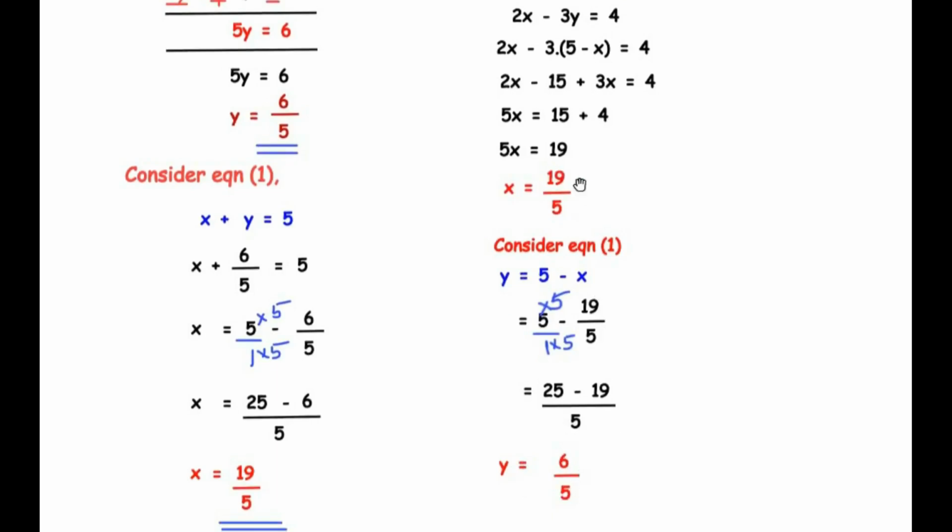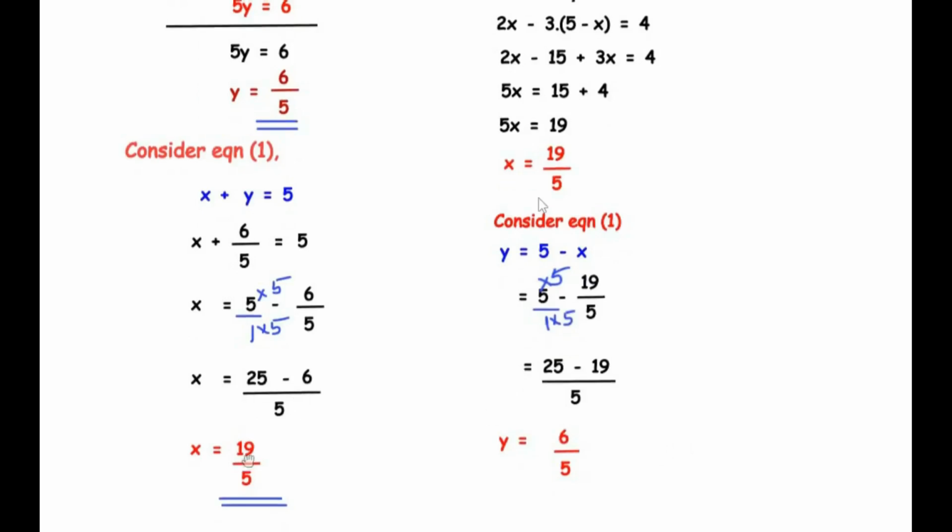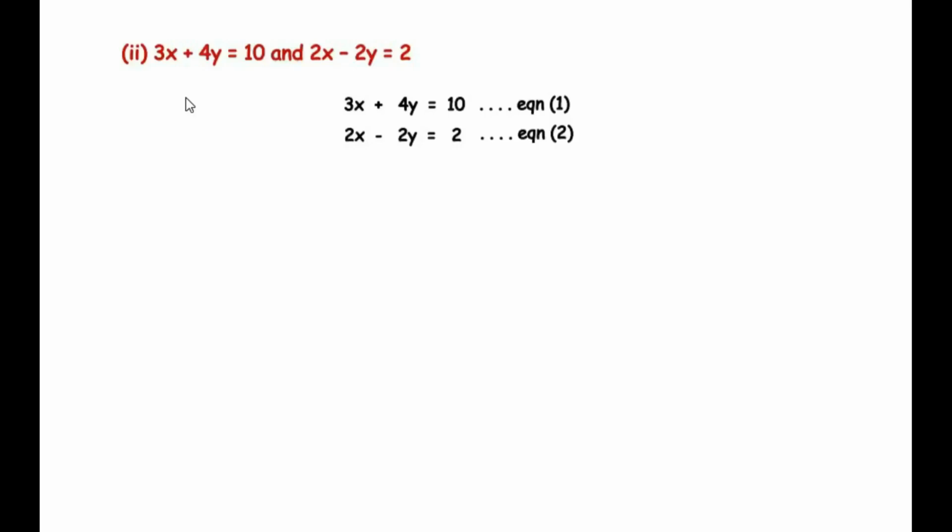Now if you see, the value of x and the value of y, which we had got in the elimination method, is exactly the same as we have got in the substitution method. That is x equal to 19 over 5 and the value of y as 6 over 5. Now let us move on to the next question. So in the second sub question, these are the two given equations. So we have considered them as equation 1 and equation 2. So let us start with the elimination method now.